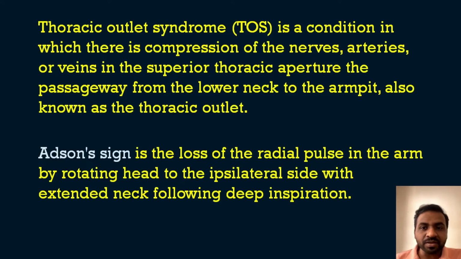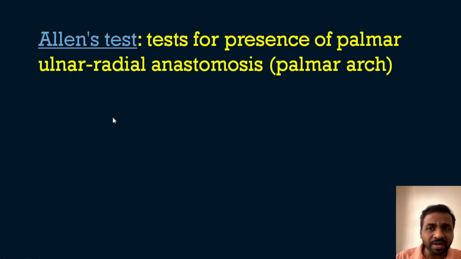So that sign is known as the Adson sign, and if Adson sign is positive, that is indicative of thoracic outlet syndrome. The other options: what is Allen's sign? Allen's test is a test for the presence of palmar ulnar radial anastomosis, or the palmar arch. Before taking an ABG we have to do this test. Okay, that is the Allen's test.